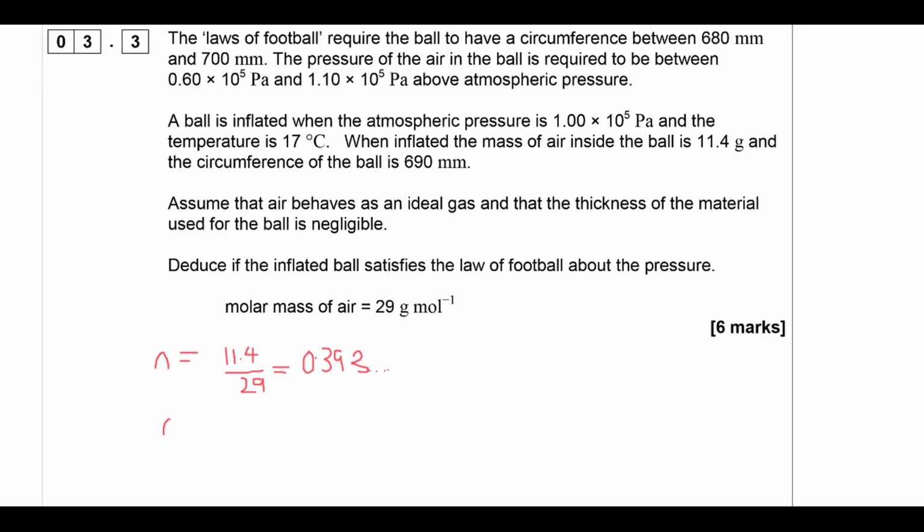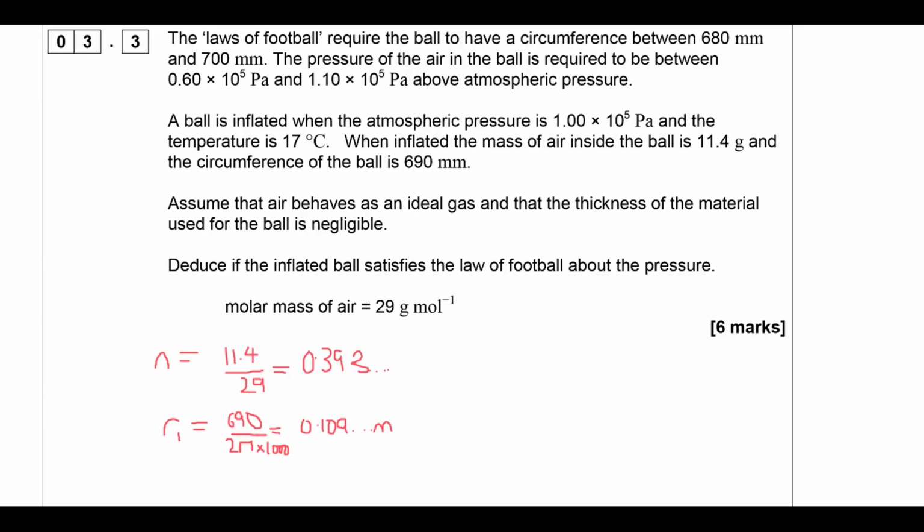But we can also work out the original radius of the ball. So we've got the circumference, so if we divide by 2 pi, that would give us the radius of the ball. So let's do that. 690 divided by 2 divided by pi gives you 109 millimeters, or 0.109 meters there. And I just put in 1,000 there to convert into meters.